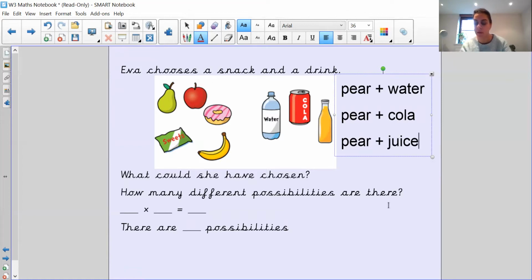So you can write them all out. And that's absolutely fine if you need to do that to work it out. That's not a problem. But a quicker way of doing it, like I just showed you, is to do multiplication. How many of her options does she have here? Multiplied by how many does she have here? I'd like you to pause the video and write down what my multiplication question is going to be to work out my answer.